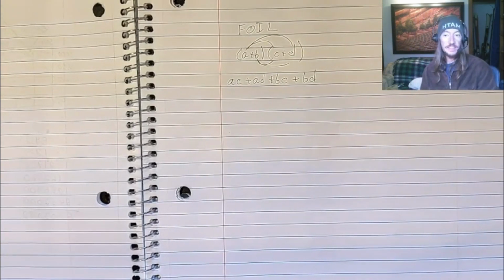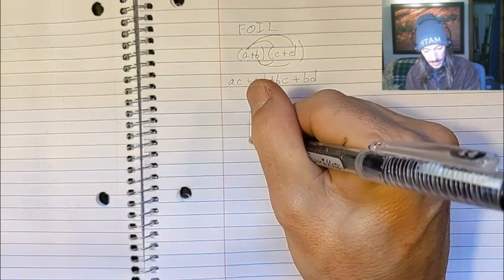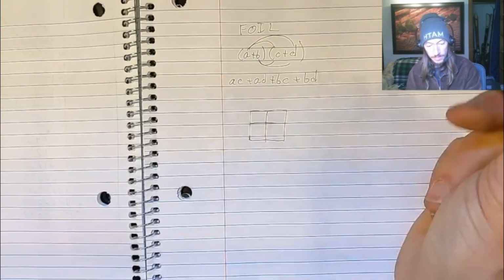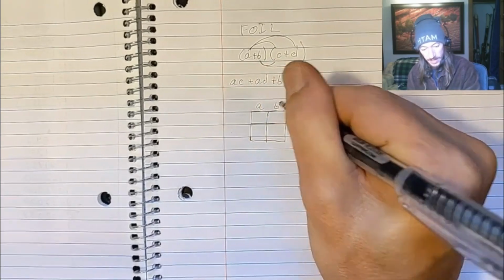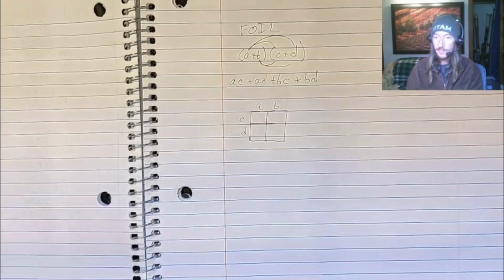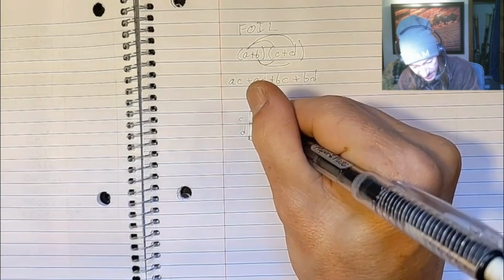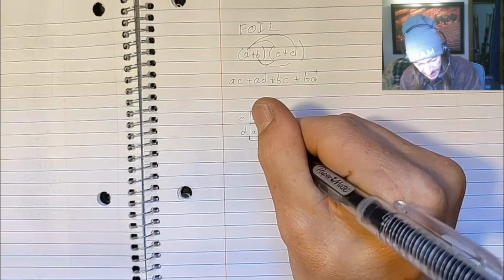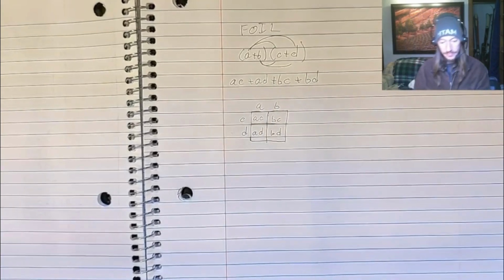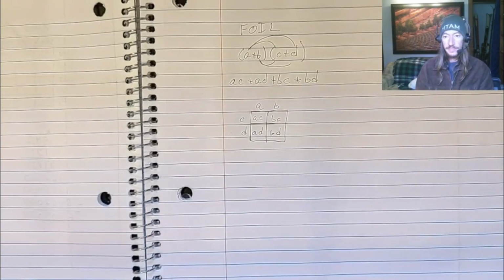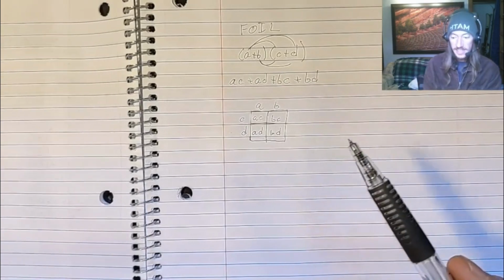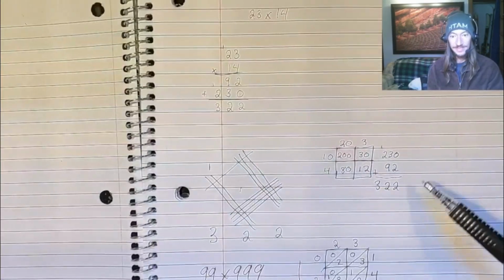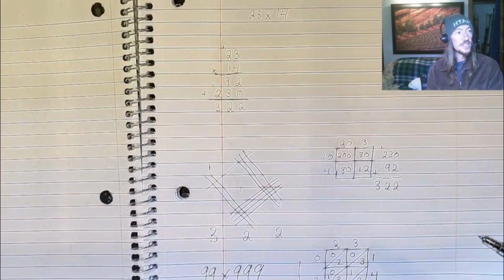Now another way I've seen this taught in high school is actually exactly the same as this grid method. We put A and B here, C and D here. We do these multiplications, AC, BC, AD, BD, and we add them all together. So notice how that is exactly this grid method we started with.